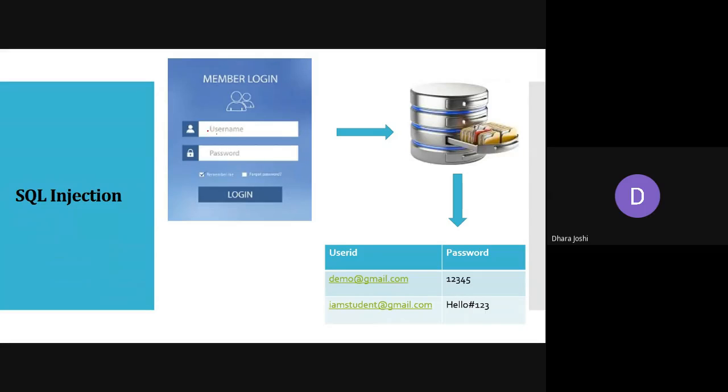Now suppose in place of a username or user ID, there is demo@gmail.com. I'm just writing demo@gmail.com. Assume it is gmail.com. I'm just writing it right now. And the password is 12345. I have entered this password. So when I give this username and password, it will check in the database.